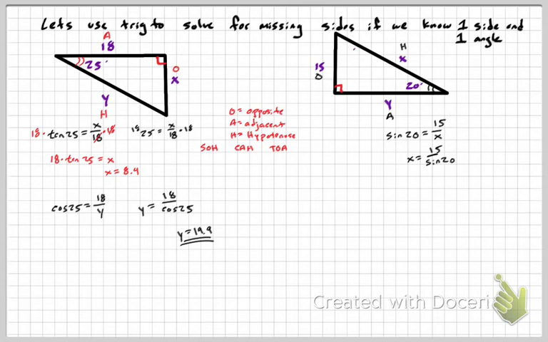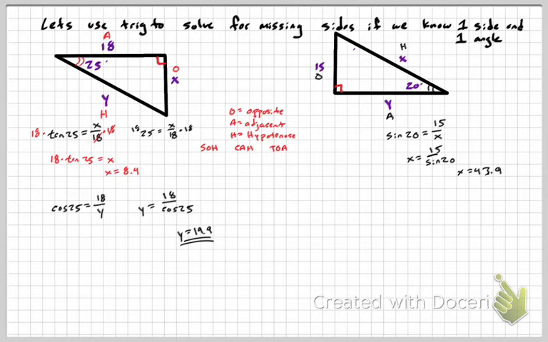Once that variable is all by itself, we then can use our calculator, right? So I can just do 15 divided by, I press the sine button, enter 20 for my angle, I hit enter, I get x equals 43.9. Okay. Now let's solve for y.